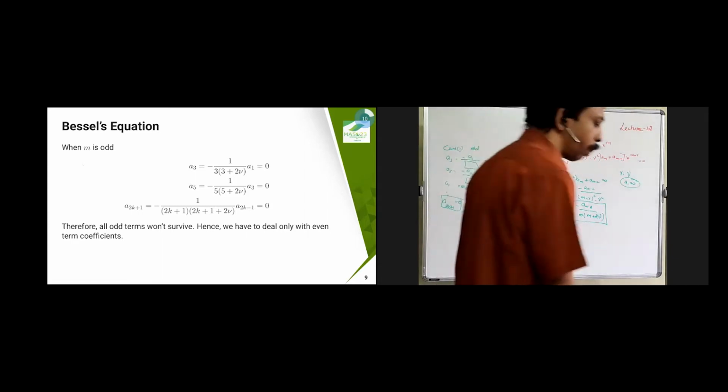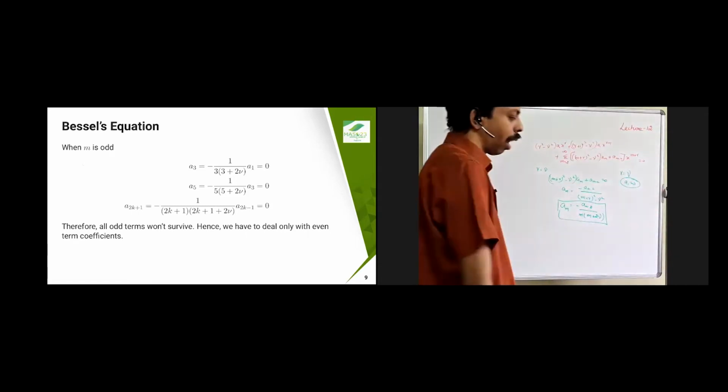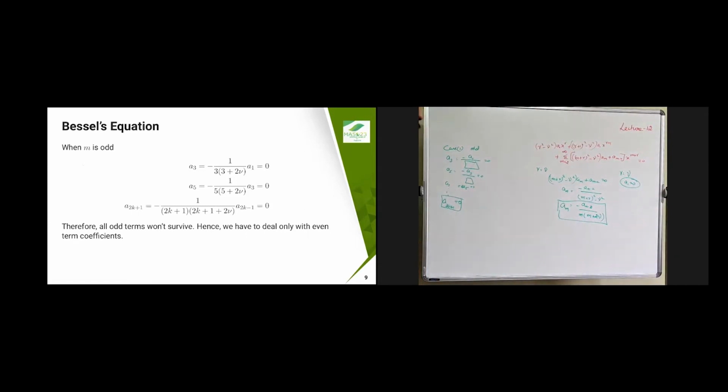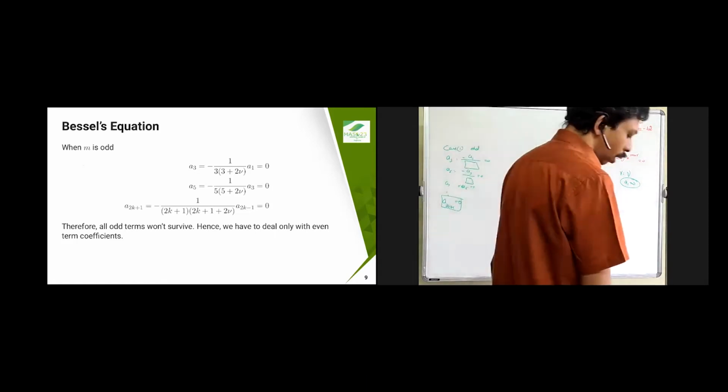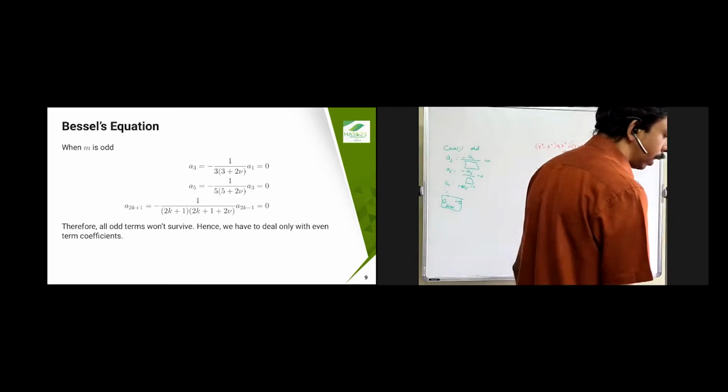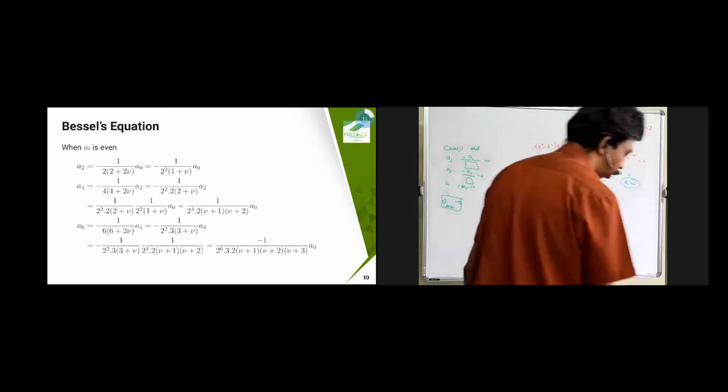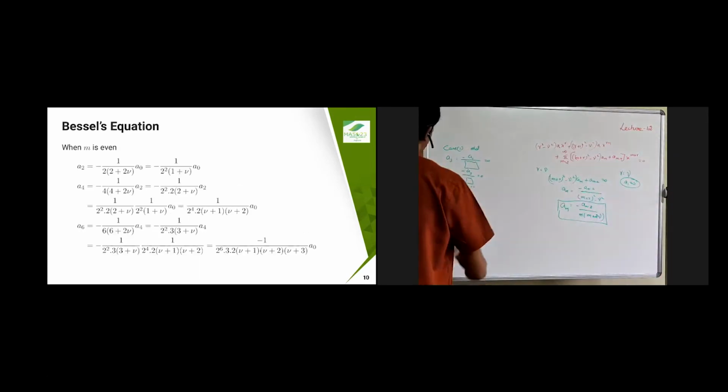Okay, so a_{2k+1} is going to become 0. Therefore, all the odd terms will not survive; they are going to become 0. Okay, so now we have to deal with the even case. So for the even case, what are we going to get? The odd terms are going to become 0.